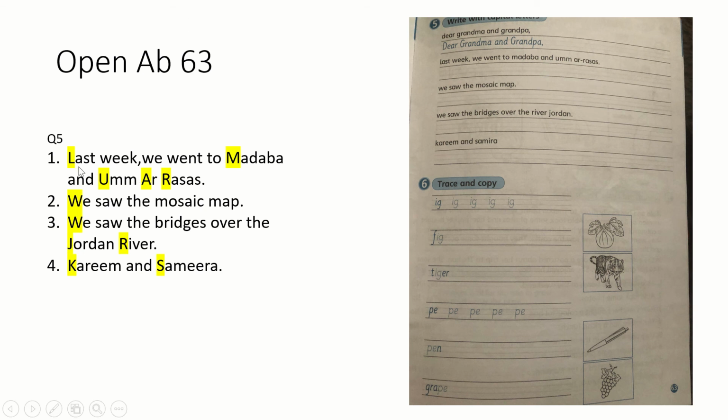Again, let's revise them. Last week we went to Madaba and al-Rasas. You have to write them with a capital letter here because it's the beginning of a sentence and these are the names of two cities. We saw the mosaic map. The W has to be with a capital letter because it's the beginning of a sentence. And look at Jordan River here. The Jordan River, also, because it's the name of a river. Okay? Kareem and Samira because they are names of a boy and a girl. Any name in the world must begin with a capital letter.